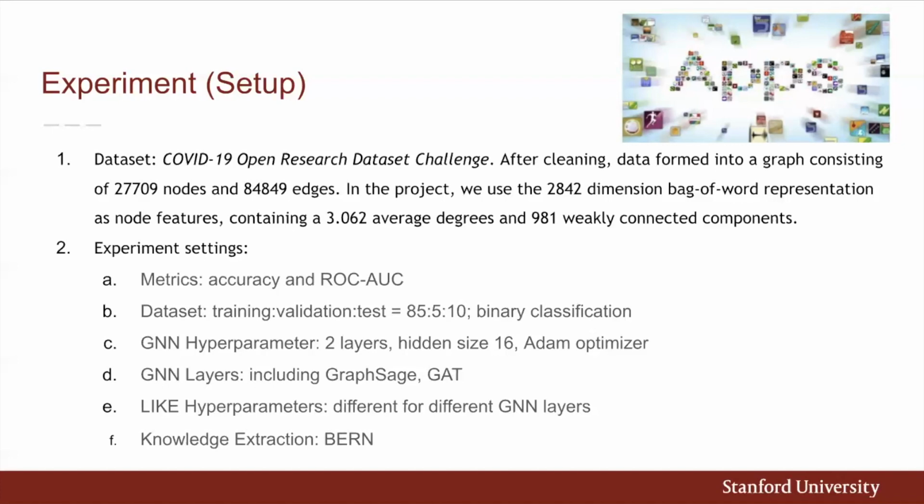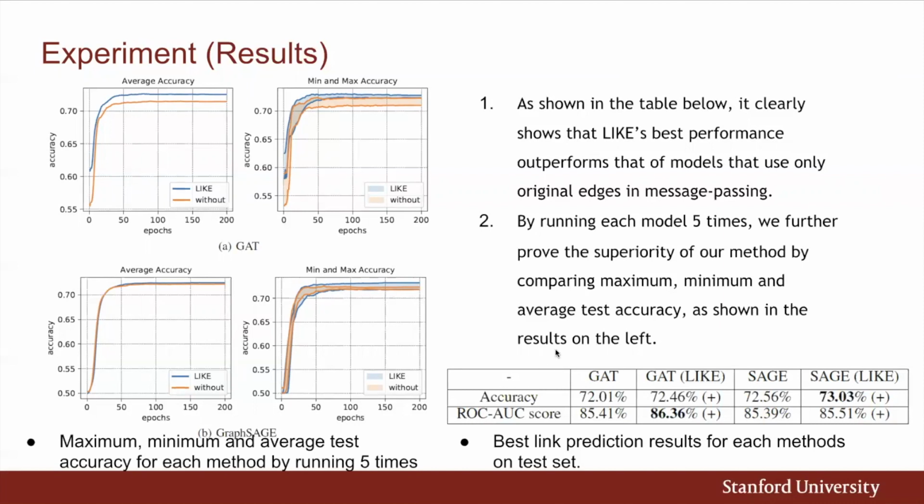For our method's hyperparameters, they are different for different GNN layers. At first, as shown in the table at the bottom, we report our method's best performance. We run each model more than 5 times. In the left figures, we can see that for both GAT and GraphSage, our method beats the baselines in the average accuracy and also the minimum and maximum accuracy.